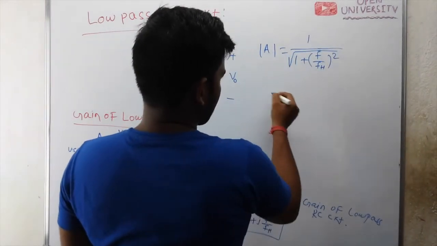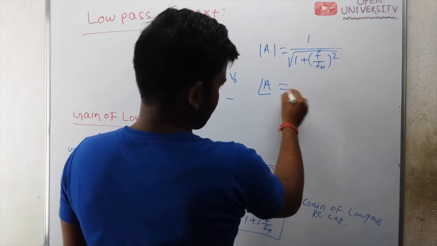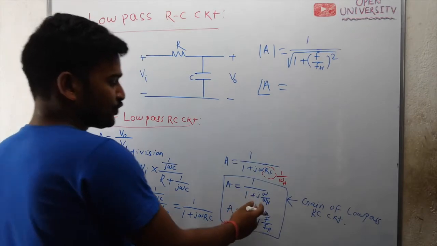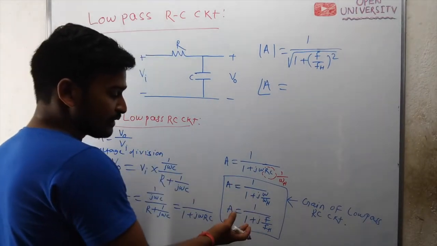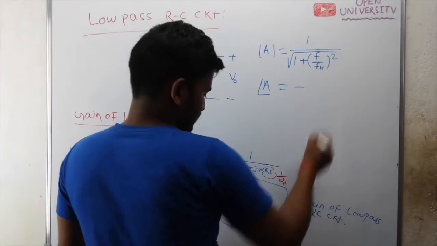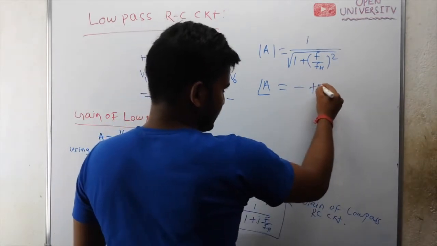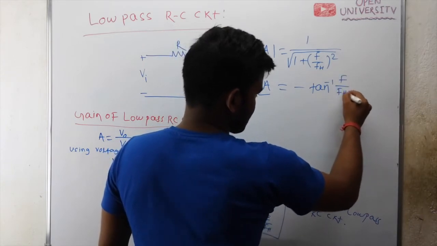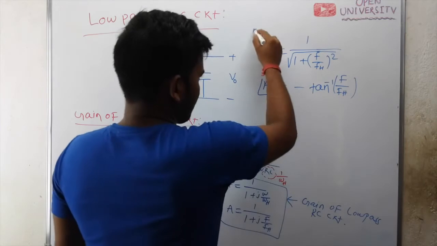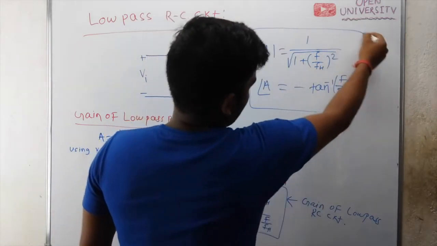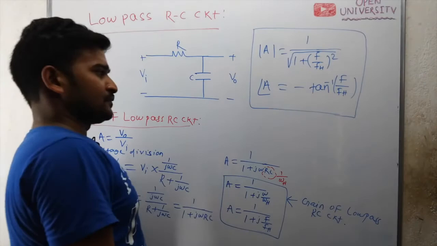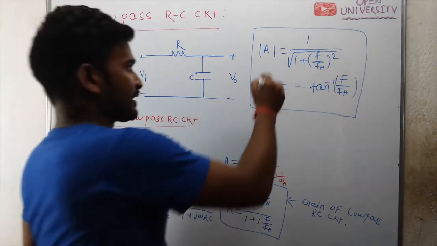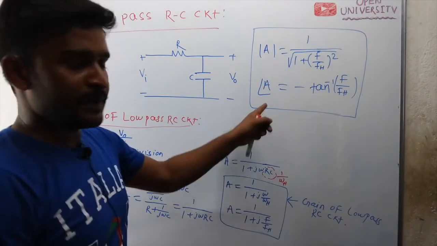Okay, and what will be the phase of gain? Phase of A will be numerator angle minus denominator angle. 0 minus angle of denominator will be tan inverse of f by fh. This is the phase of the gain, and this is the magnitude of gain.